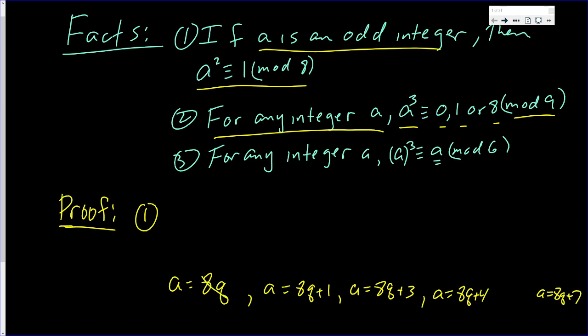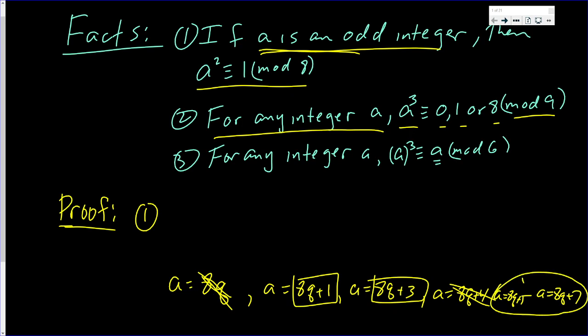Now, we want a to be odd. So 8q is even, 8q plus 2 is even, 8q plus 4 is even. The only ones that are going to be odd are 8q, which is even, plus 1, or 8q plus 3, or 5 and 7. So a will be in the form of 8q plus k, where k is 1, 3, 5, or 7.